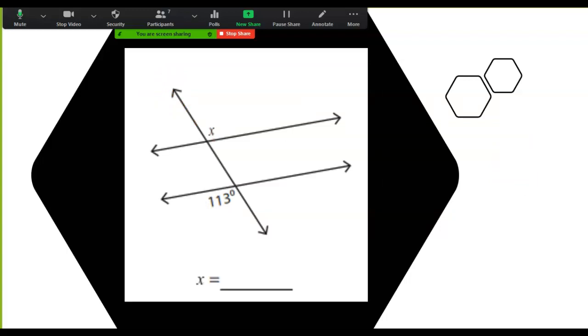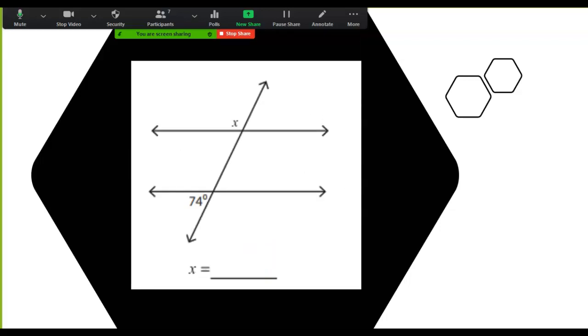All right, look at that one. What is the measure of angle X? Angle X. Yes. How do you know? Good. It is 113 degrees because they are both obtuse. Last one. What is the value of X? Yes. Oh, you have a question?